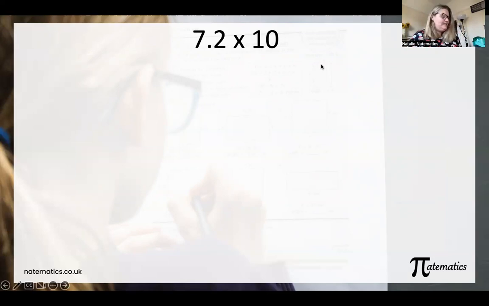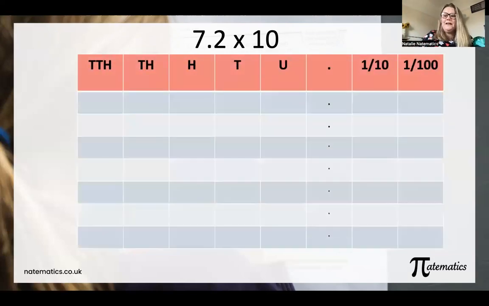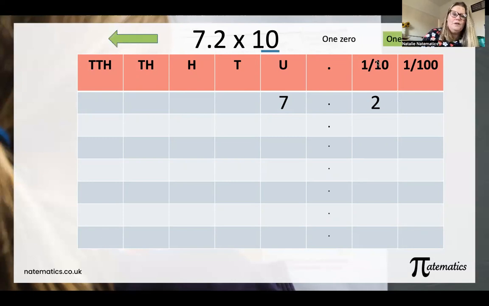So 7.2 times 10. So let's get that lovely place value grid out again. And we're going to put 7.2 in. So we've got 7 units and then 2 tenths. I always show these columns with the fraction because it helps you to see that it's tenths, 1/10. That's quite helpful for some elements of maths. So again, we're multiplying by 10, 1 0. So we're going to move 1 space, so every digit you've got is going to move 1 space.